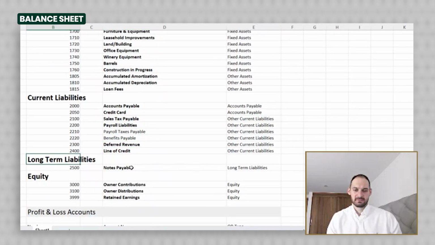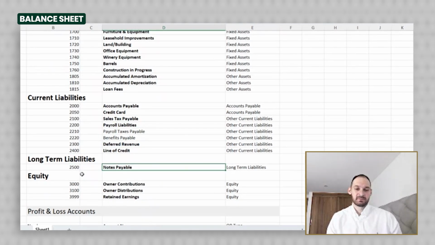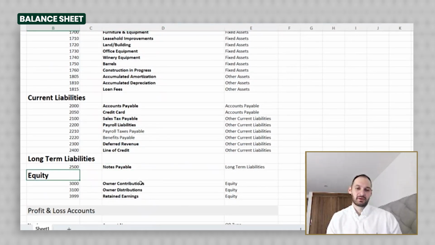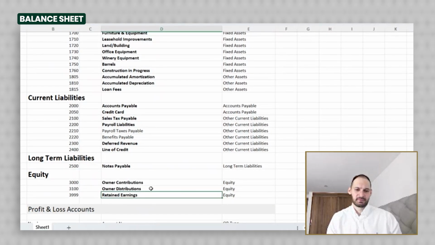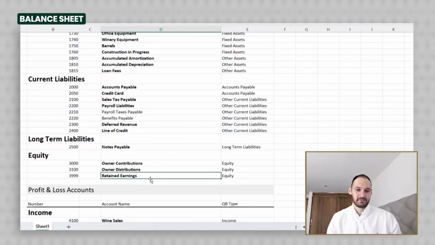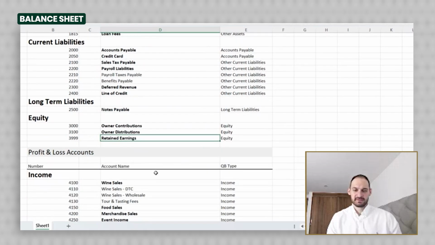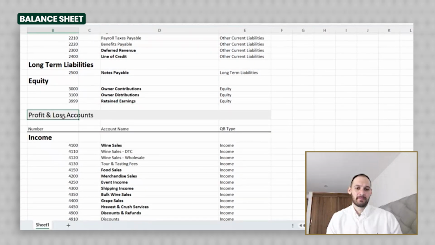Long-term liabilities, like your notes, long-term debt. Equity would be contributions and distributions from the owner. Retained earnings, that's pretty much the roll-forward of previous years' net income. And then we're looking at P&L accounts.